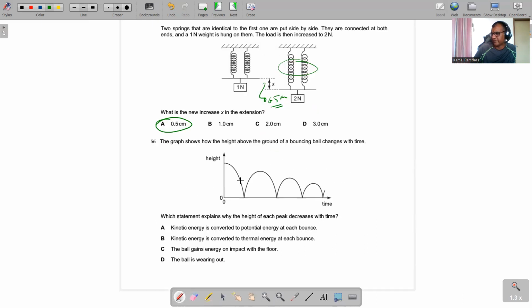We take other questions. The graph shows how the height above the ground of a bouncy ball changes with time. Which statement explains why the height of each peak decreases with time? Kinetic energy is converted to thermal energy at each bounce. Yes, that one. The ball gains energy? No. The ball is going out? No. Energy is always lost as heat, thermal energy, and sometimes sound.